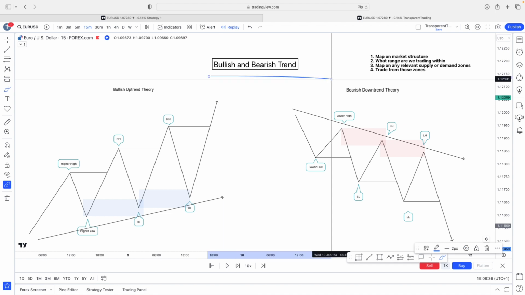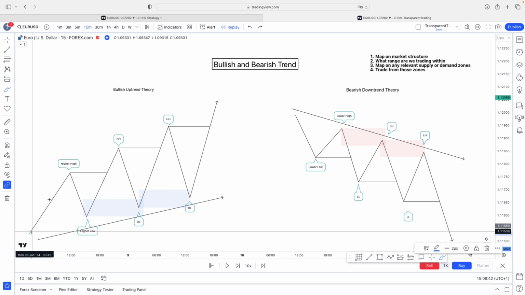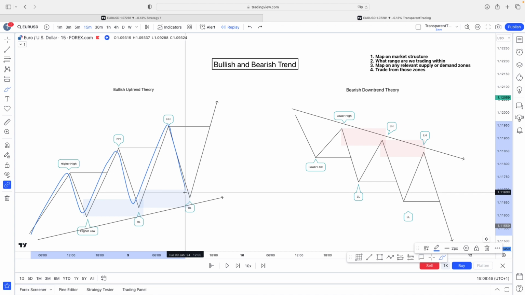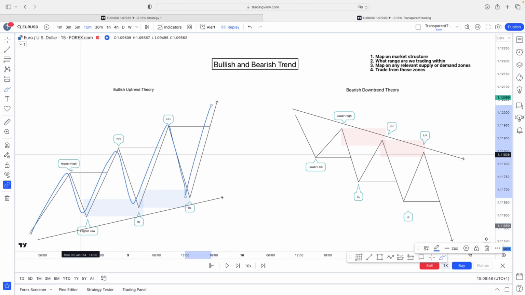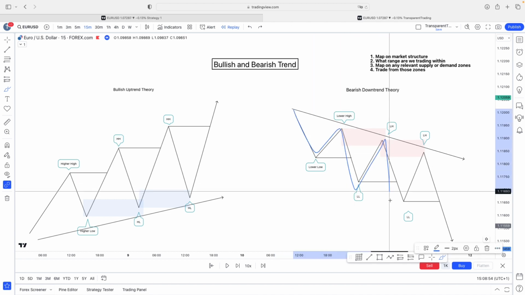So this is the picture perfect example of the bullish and bearish trend. And in a bullish market, right, we are making higher highs and higher lows. Very simple stuff. Everyone knows that in a bullish market, it's higher highs, higher lows. Okay, everyone's happy with that.